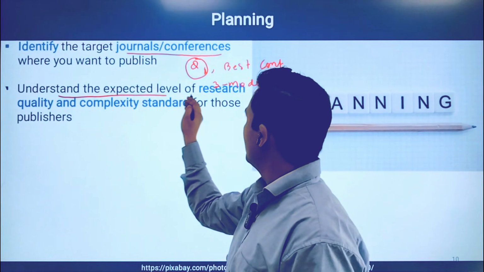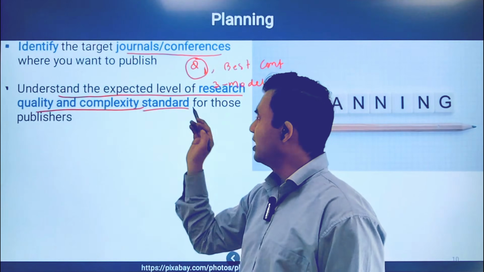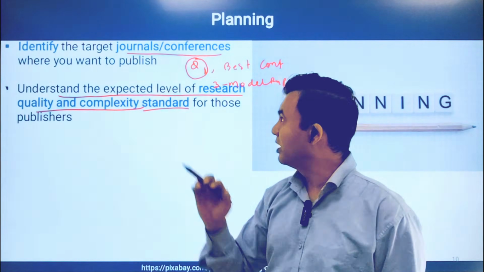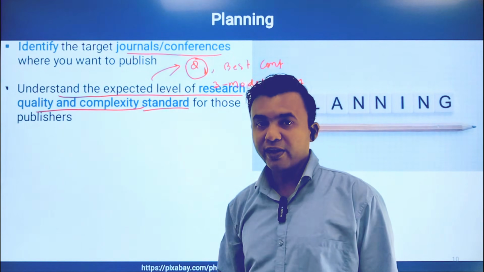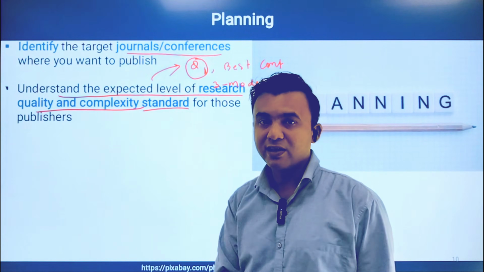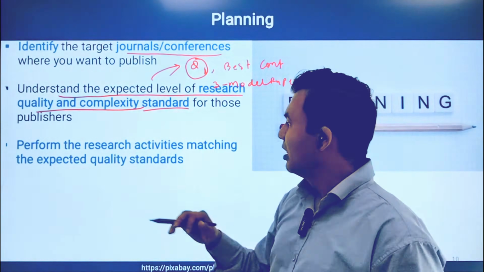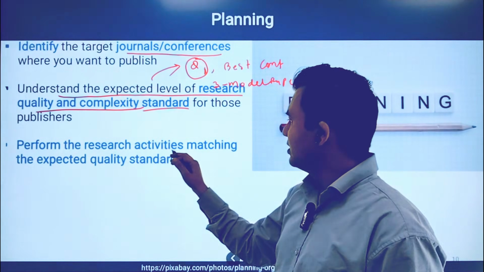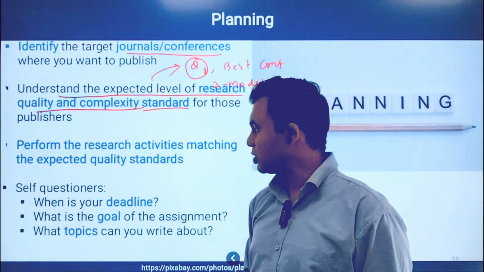Understand the expected level of research quality and the complexity quality standard which they are expecting in that particular journal, right? And then you keep reading those kind of journals only, rather than reading other low quality articles. Perform the research activities matching the expected quality standard. Ensure we match their expectations.